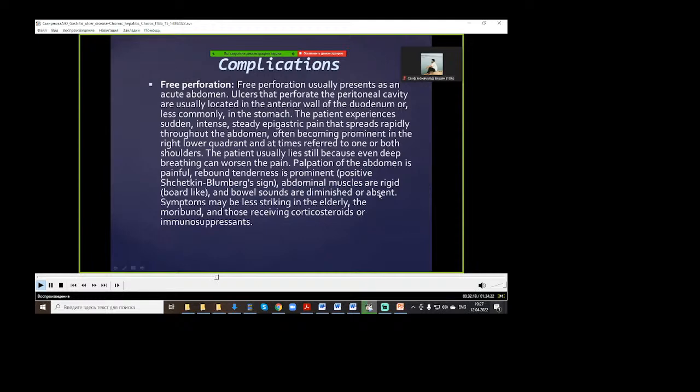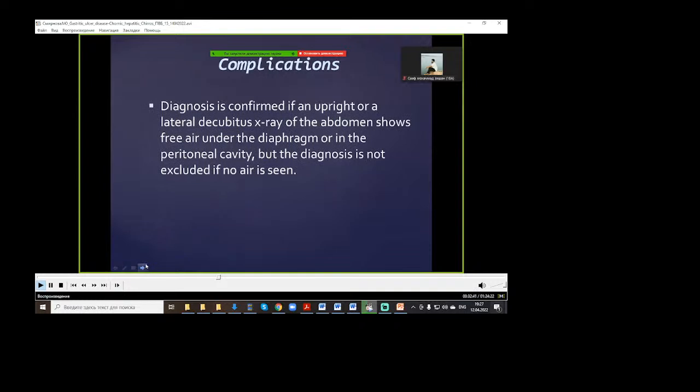Also, abdominal muscles are rigid, board-like, and the bowel sounds are diminished or absent. Symptoms may be less striking in the elderly, the moribund, and those receiving corticosteroids or immunosuppressants. Diagnosis is confirmed if an upright or a lateral decubitus X-ray of the abdomen shows free air under the diaphragm or in the peritoneal cavity.